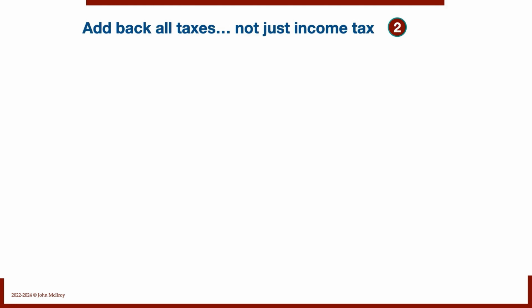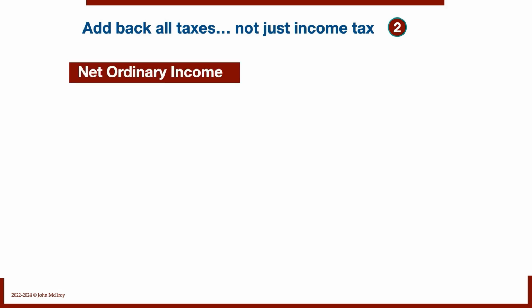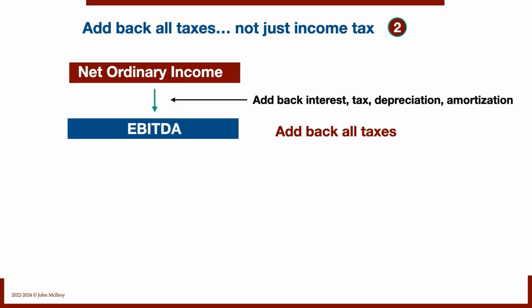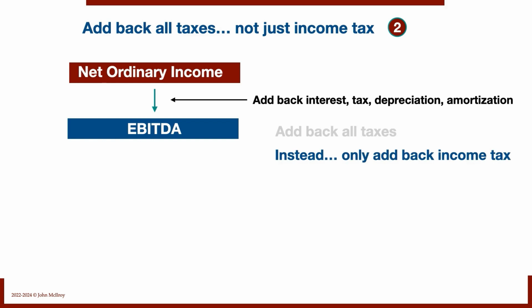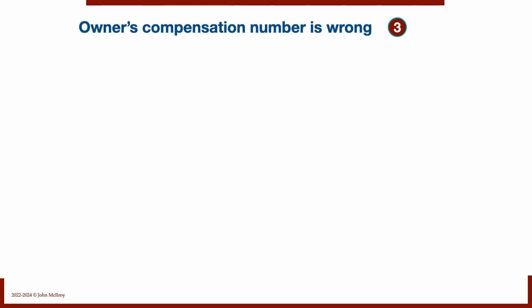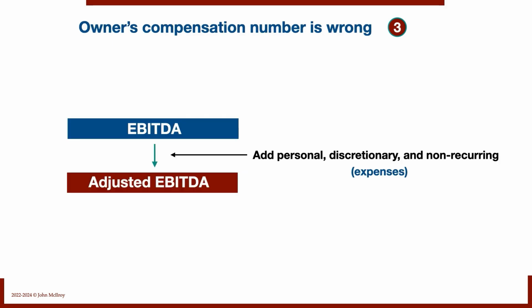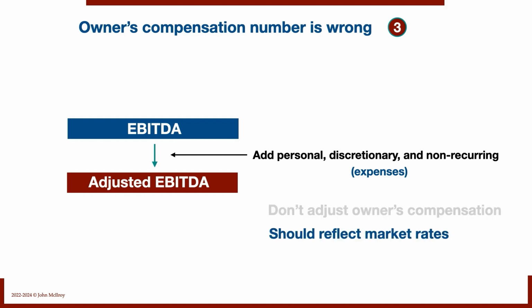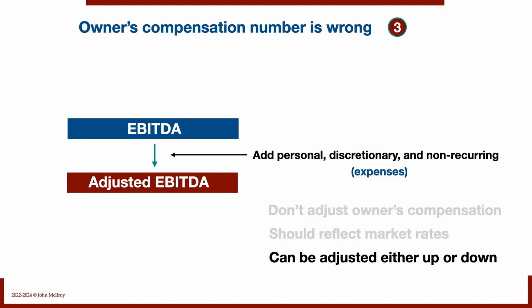Number two, adding back all taxes, not just income tax. When we're doing the adding back, don't add back all the taxes, only add back the income tax. The other taxes are legitimate business expenses. So that's another common mistake you see being made. Number three, owner's compensation number is wrong. When we're making the adjustment from EBITDA to adjusted EBITDA, people don't adjust the owner's compensation. Owner's comp should reflect market rates, period, which means sometimes they need to be adjusted up, sometimes down for various reasons, but the adjustment isn't made, which gives us a distorted result.